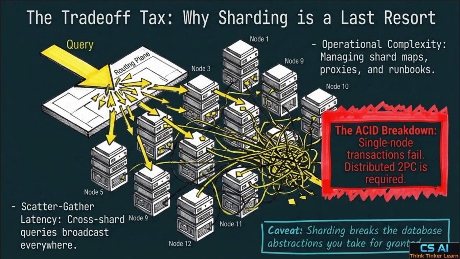Why do we call sharding a last resort? Because of the trade-off tax. You're trading operational simplicity for distributed complexity. You get hit with scatter-gather latency for cross-shard queries, and your ACID guarantees are shattered. Now you're dealing with distributed transactions. You break the database abstraction you once took for granted. Only go there when you have no other choice.